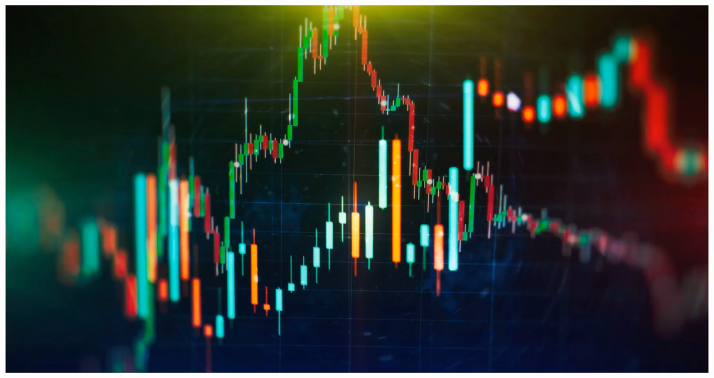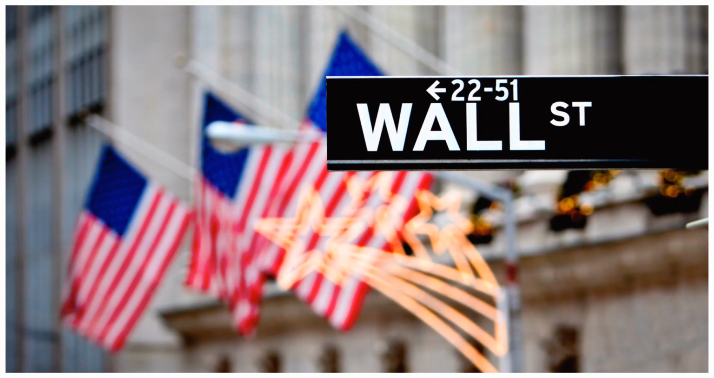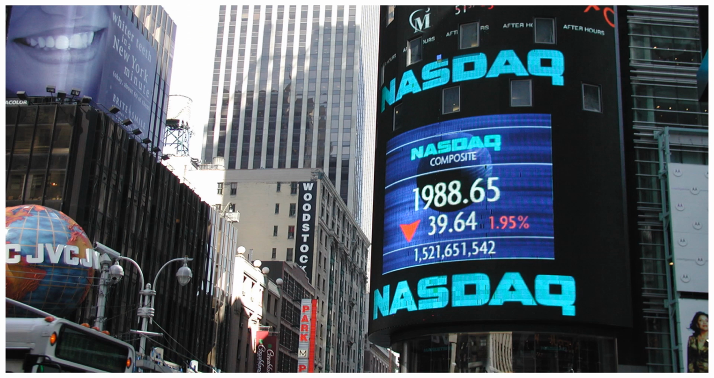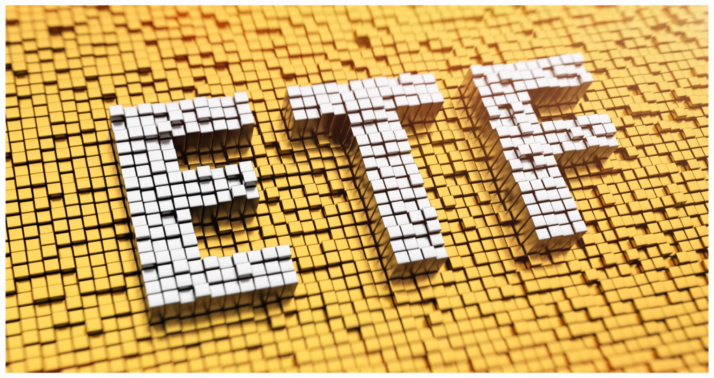These assets are then bought and sold on an exchange. The term stock market refers to the collection of exchanges. In the U.S., there are two main exchanges, which are the New York Stock Exchange and the NASDAQ.